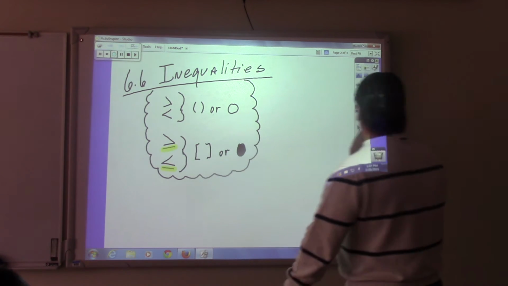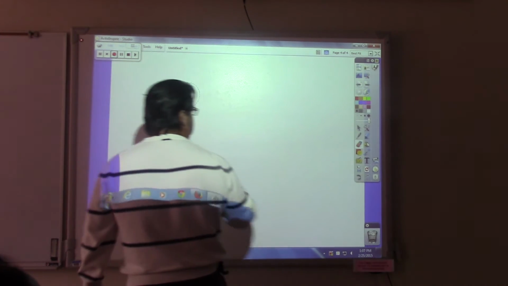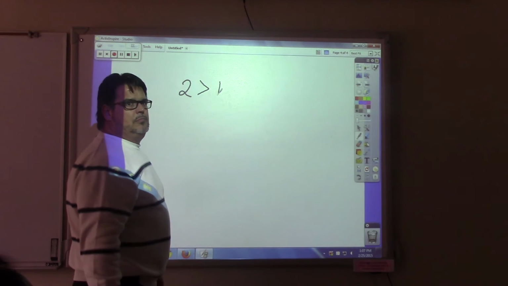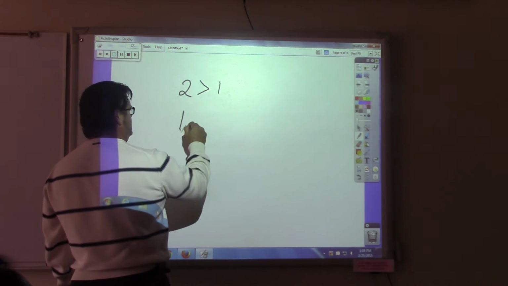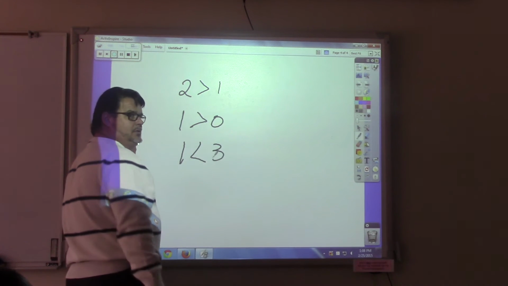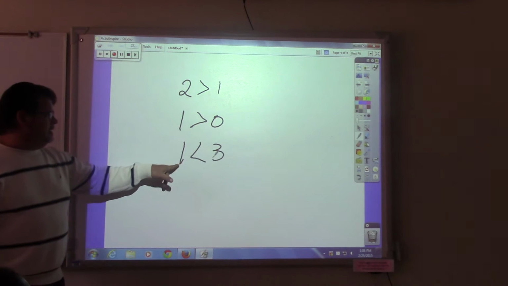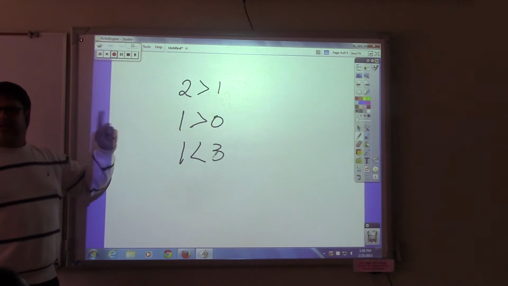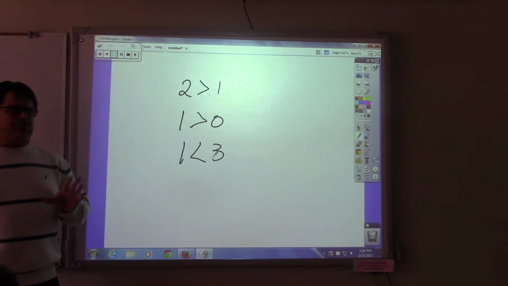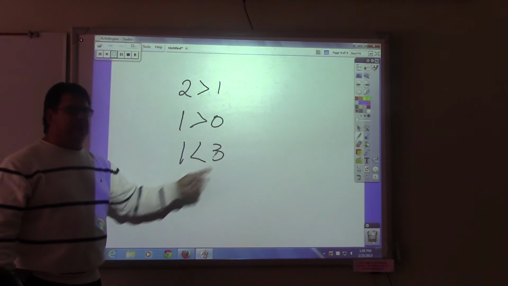I could easily say this: 2 is greater than 1. I could say 1 is greater than 0. I could say 1 is less than 3. You see what I'm saying? Or I could say 3 is what? Greater than 1. If somebody tells you that one goes one way and the other one goes the other way, they're crazy because you don't know what's going to be on the side. I can say 3 is greater than 1, or I can say 1 is less than 3.